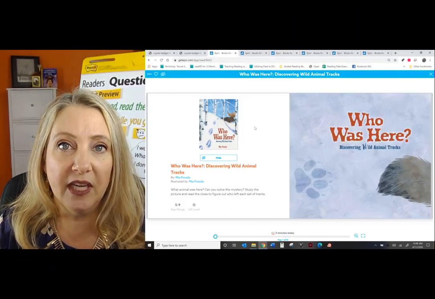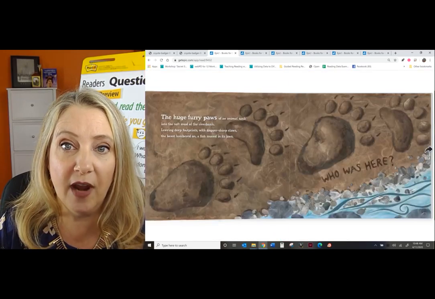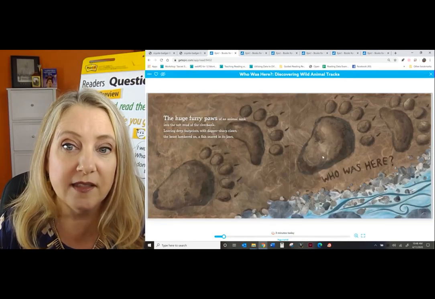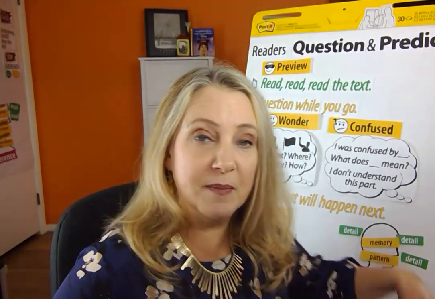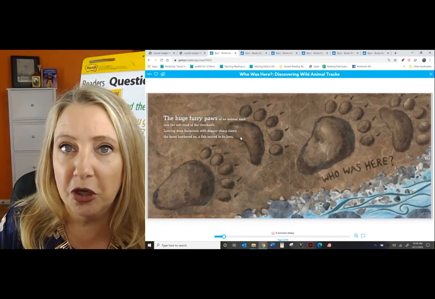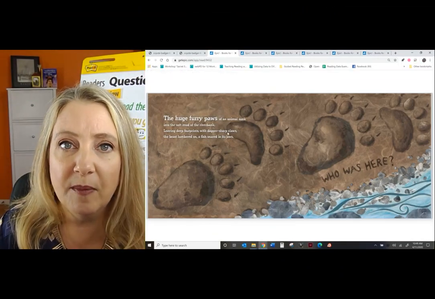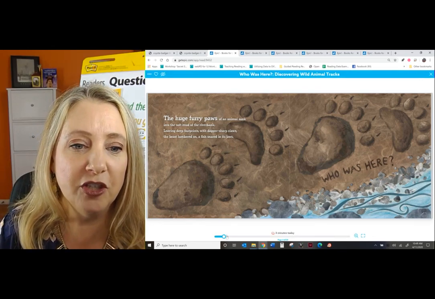You ready? Okay, so here's the book that we were working on the other day. Who Was Here? Remember? And it was all about the animal tracks. We saw the tracks and then we were looking at those clues. That was helping us with the prediction. Okay, so there's a lot of words in here. Maybe we don't know what they mean. So can we check the picture? Sure, you could check the picture maybe to help you. But sometimes the picture doesn't give you enough information.